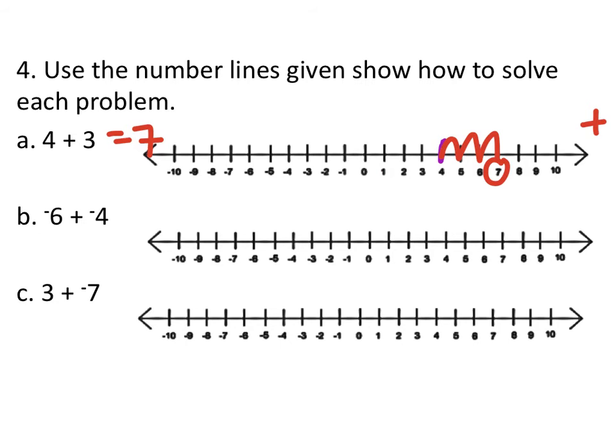Now part B, where it's negative 6, that's where I would start, right here, negative 6. And then it says plus negative 4. Now, the thing about plus is it's to the right, but it's a negative. So I'm actually going in the opposite direction of plus, which is to the left. 1, 2, 3, 4, and I end up at negative 10. So this one ends up being negative 10.